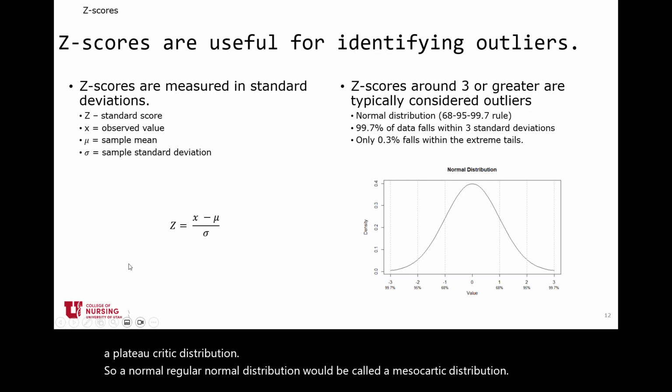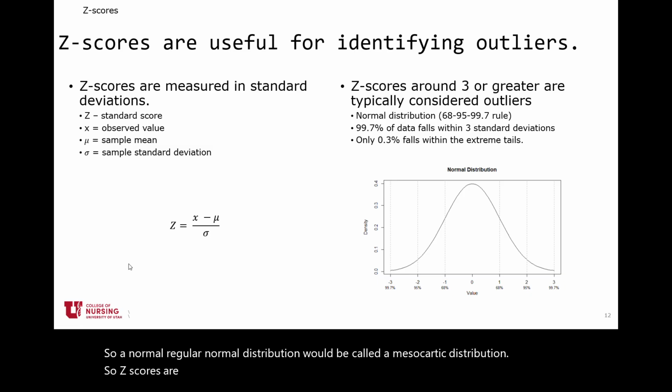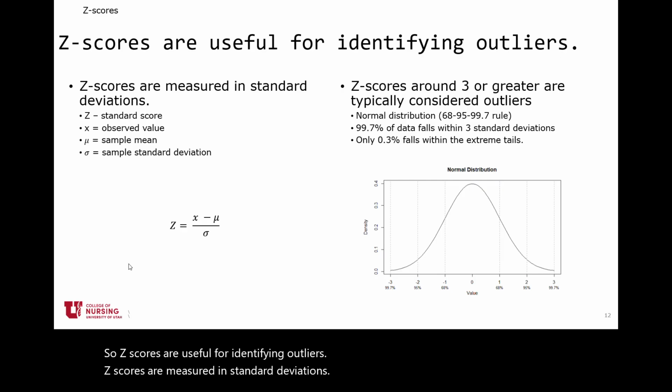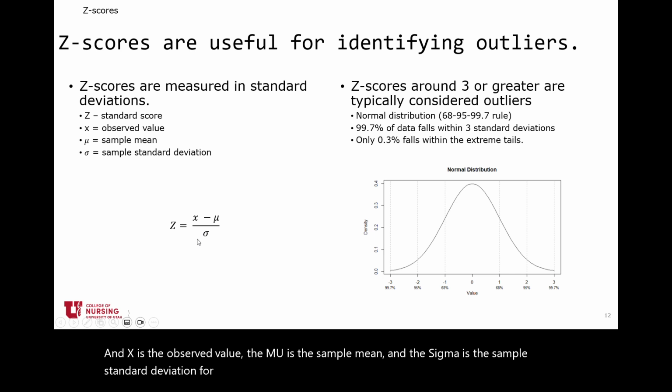So z-scores are useful for identifying outliers. Z-scores are measured in standard deviations. A z is a standard score. And x is the observed value, the mu is the sample mean, and the sigma is the sample standard deviation for the formula on the left-hand side there. Z-scores around 3 or greater are typically considered outliers.